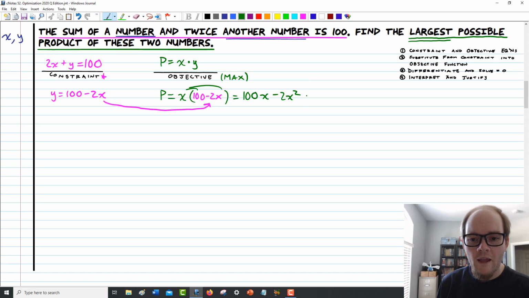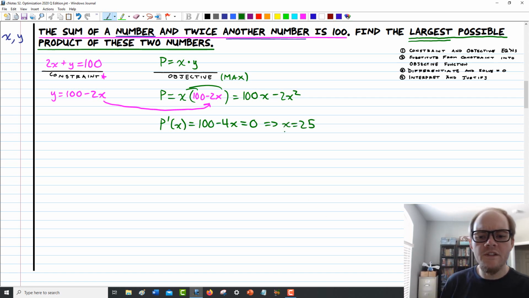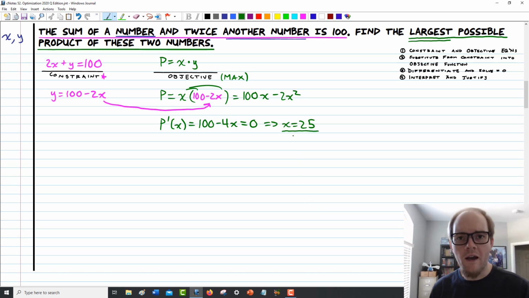We want to go ahead and find where this is going to have its largest value. So we can do that by taking the derivative of P and setting it equal to 0. In this case, it's going to be pretty clean. The derivative is 100 minus 4x. Oh, cool, this works out nicely. If we set that equal to 0, it's pretty trivial to see that x is equal to 25. So this is giving us a good idea that we've found a potential maximum or minimum.